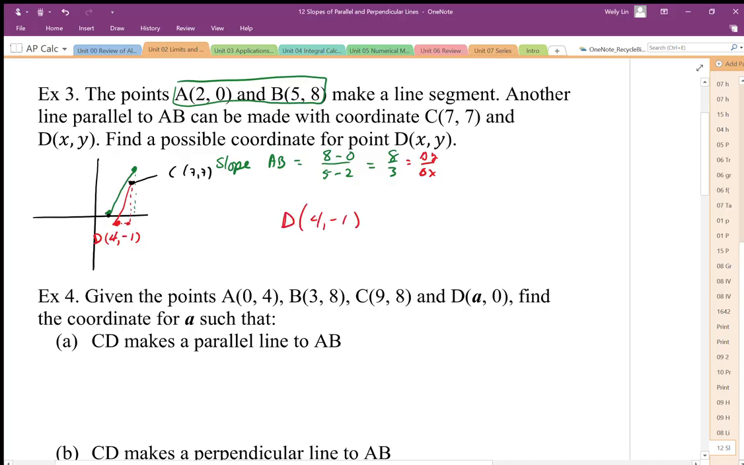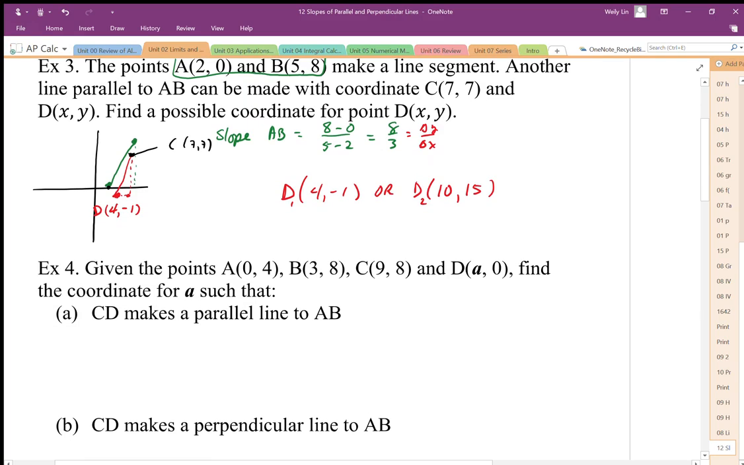We can go in the opposite direction. We can go 3 to the right, 8 up. That would be 10, so 7 plus 3. And 8 up would be 15. That would be another alternative. We'll call that D1, D2, and there's infinite D's that would work for this problem. In fact, we could even generalize this, and we'll see later how we can generalize something like this when we get into the other units.